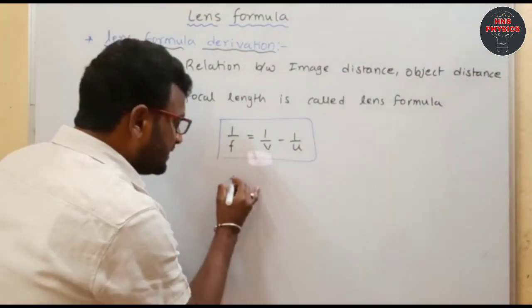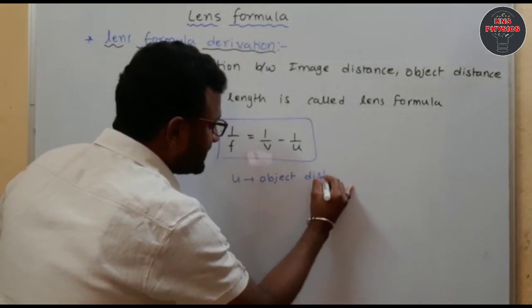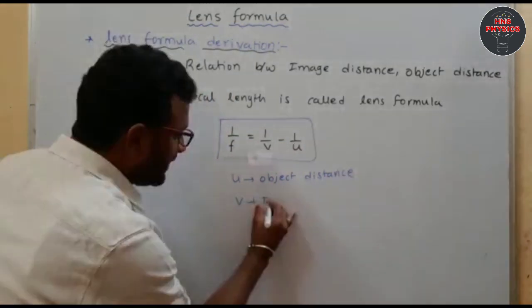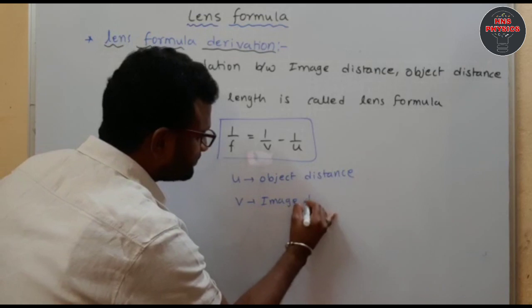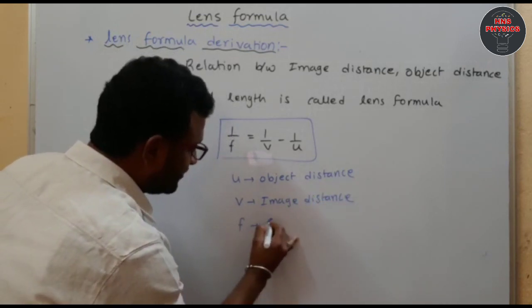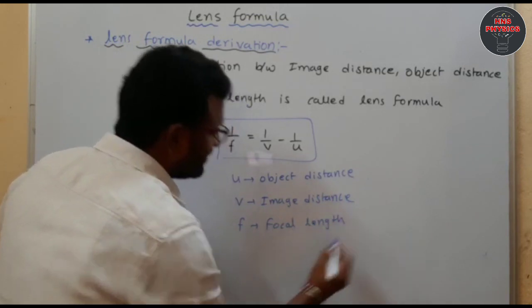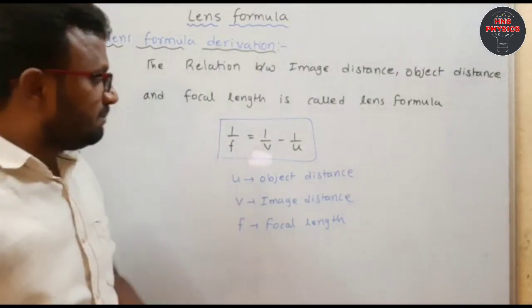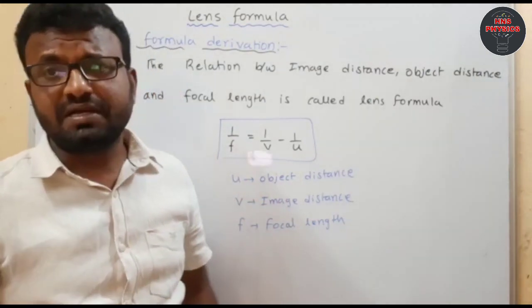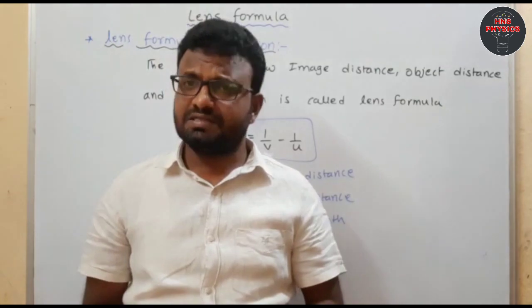Here u is the object distance from the lens. Next, v is the image distance from the lens. Next, f is the focal length of the lens. So the lens formula gives the relation between the image distance, object distance and focal length. Now we have to see the derivation of the lens formula.